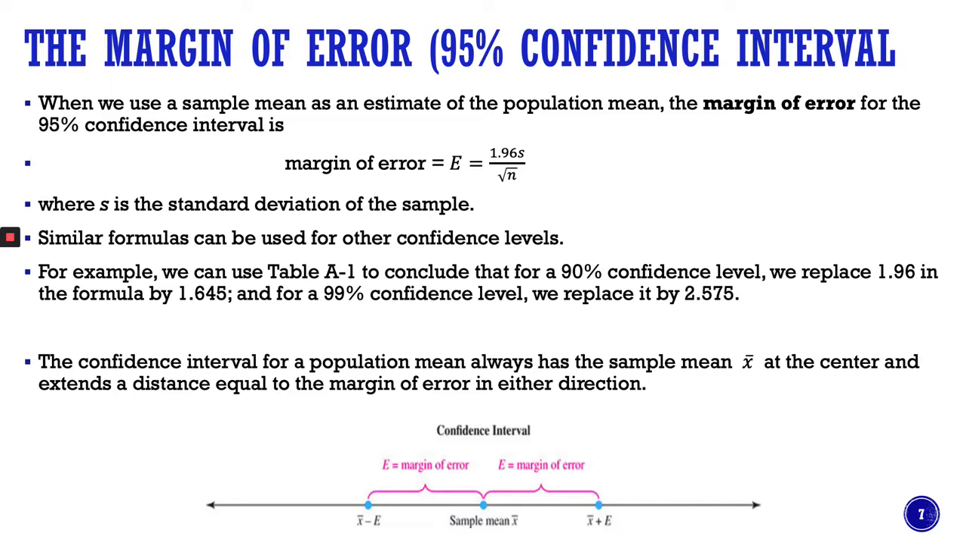Similar formulas can be used for other confidence levels. For example, we can use Table A1 to conclude that for a 90% confidence level, we replace 1.96 in the formula by 1.645, and for a 99% confidence level, we replace it by 2.575. The confidence interval for a population mean always has the sample mean x bar at the center, and extends a distance equal to the margin of error in either direction. So here's our confidence interval. If this is our sample mean of x bar, our margin of error is E. This will be x bar minus E, and on this side will be x bar plus E.